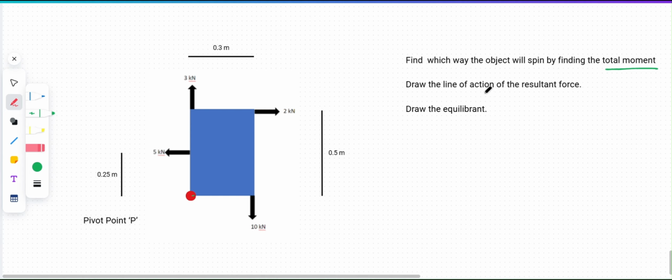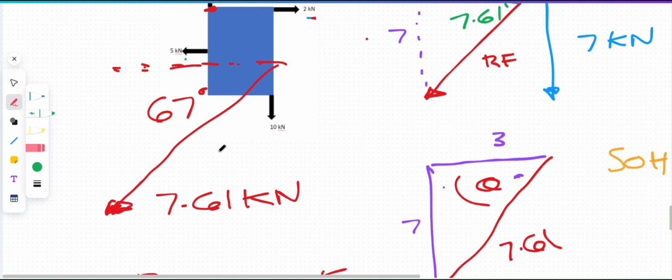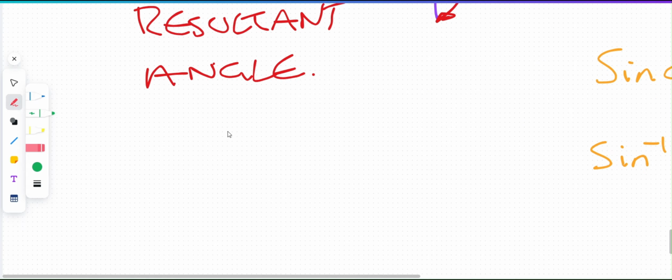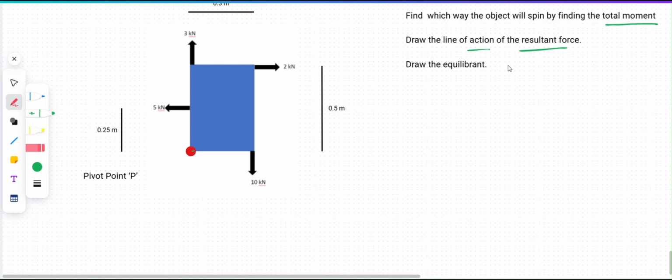Then I'm going to draw the line of action of the resultant force. We've drawn it up here. This line here is the line of action, but I'm going to give it a position now. And I'm also going to draw the equilibrant. That just means the equal and opposite to the resultant force. Because if you've got a resultant force that's making something spin, if you put an equal and opposite force to that resultant force, called the equilibrant, it will stop this thing from spinning. The words sound posh, but it's quite easy once you get there.